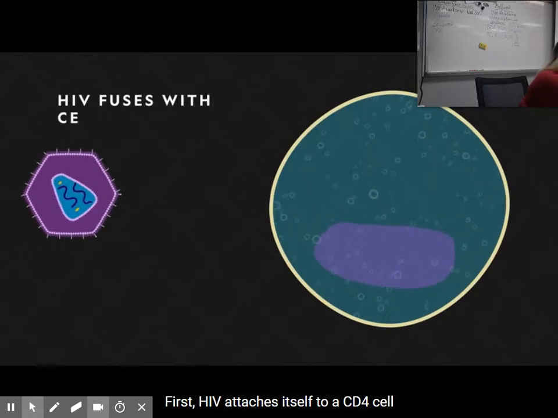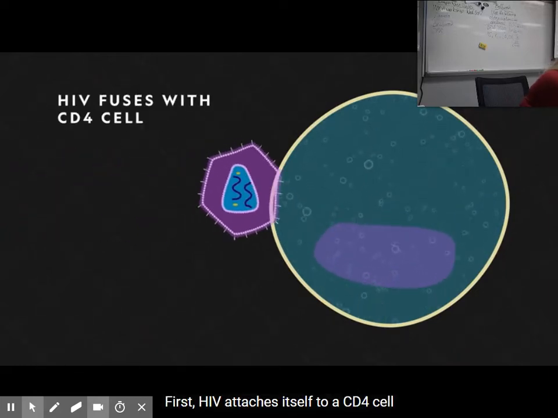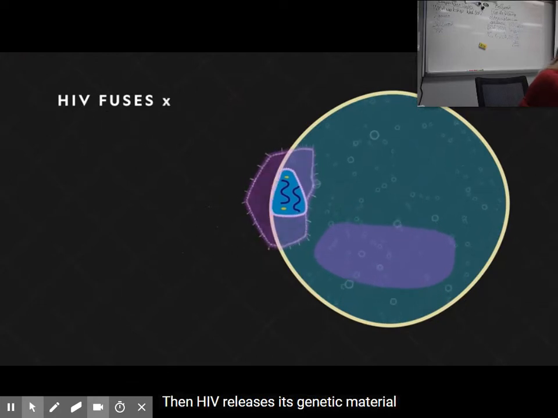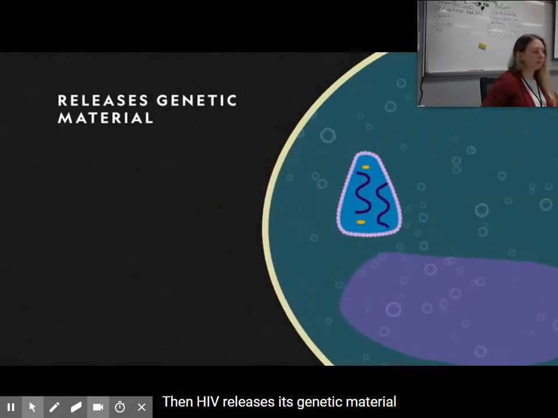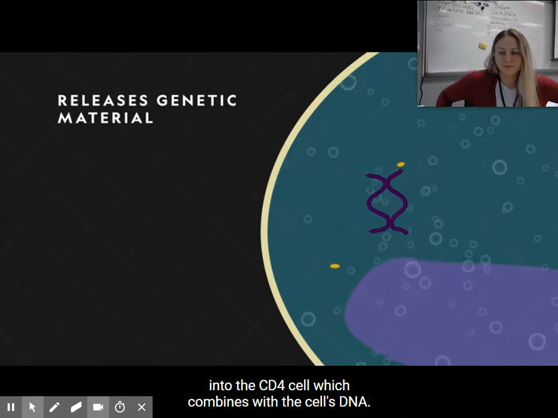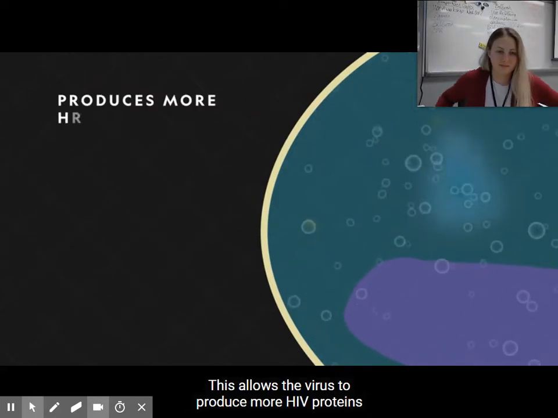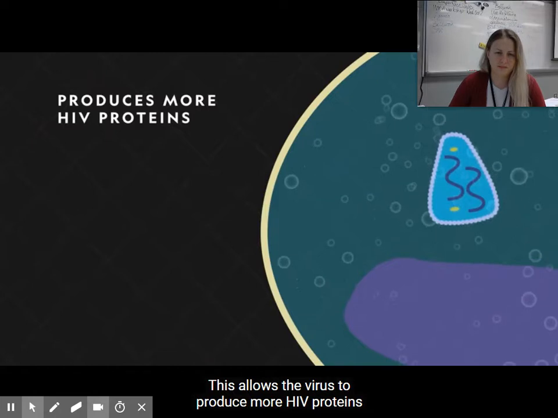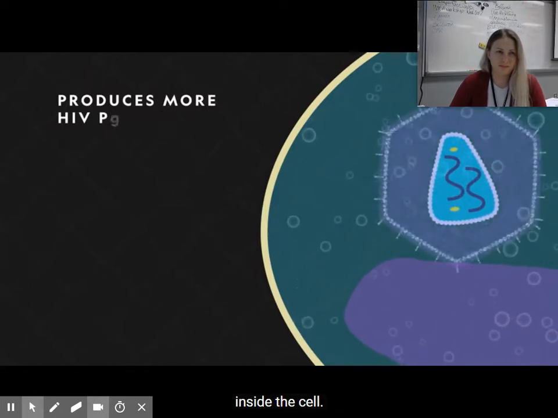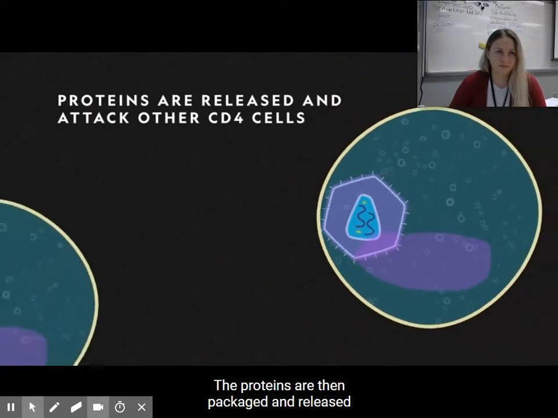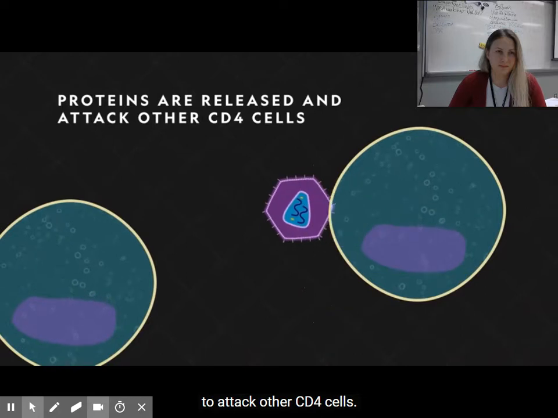First, HIV attaches itself to a CD4 cell and fuses with it. Then, HIV releases its genetic material into the CD4 cell, which combines with the cell's DNA. This allows the virus to produce more HIV proteins inside the cell. The proteins are then packaged and released to attack other CD4 cells.